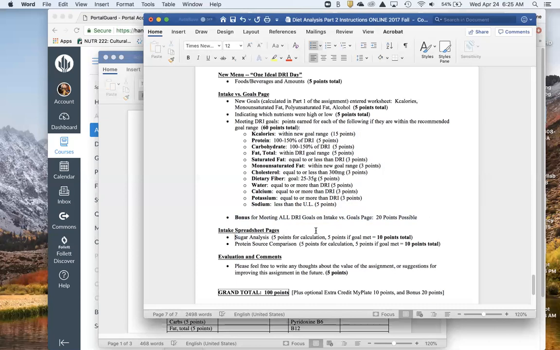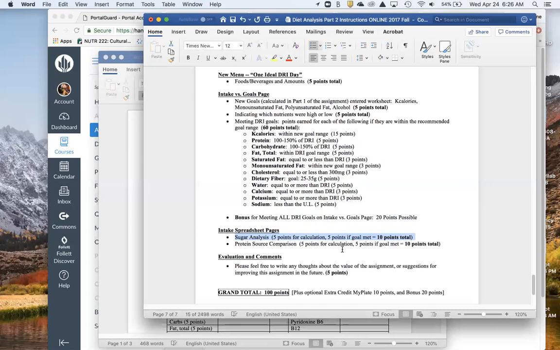The sugar analysis is going to be very similar to what you did in part 1, but you're going to look at the calories coming from empty calorie sweets, and they should be a low percent of your total intake. The easiest way to get all of the points on the sugar analysis is by not adding any empty calorie sweets. So don't add candy, don't add soda, don't add Gatorade, don't add ice cream, don't add lollipops, things like that.